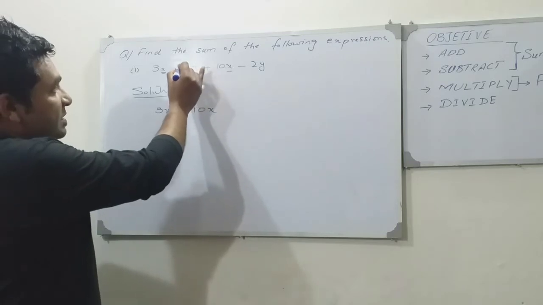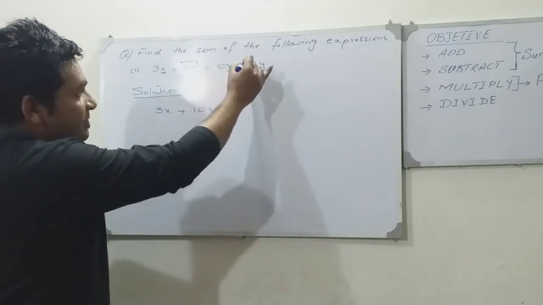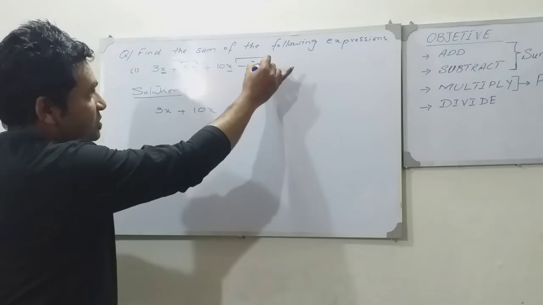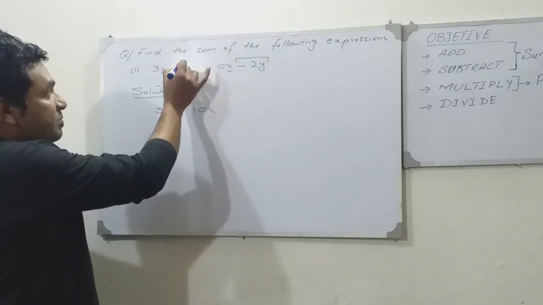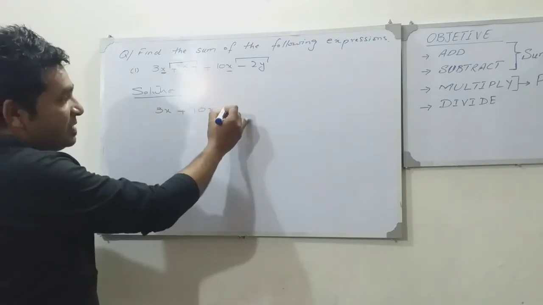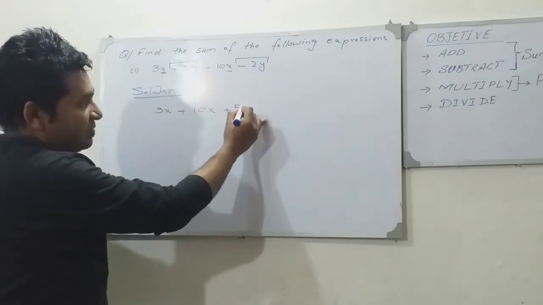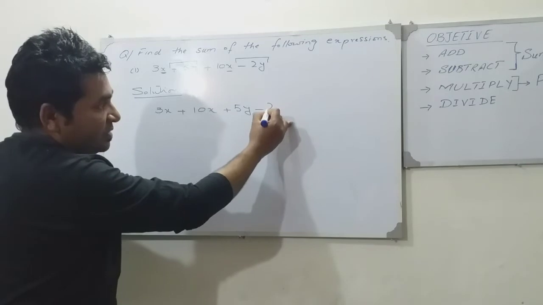Now this is 5y and this is minus 2y. We will combine them now. This is basically positive 5y, so we will write down plus 5y minus 2y.